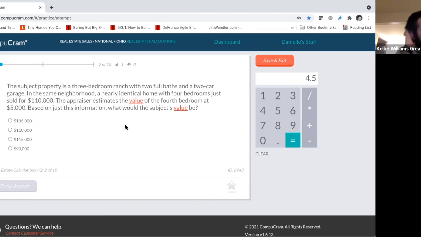All right. The subject property is a 3-bedroom ranch with 2 full baths and a 2-car garage. In the same neighborhood, a nearly identical home with 4 bedrooms just sold for $110,000. An appraiser estimates the 4th bedroom's value at $5,000. Based on this, what's the subject's value? Is it A, 105, B, 110, C, 115, or D, 90?